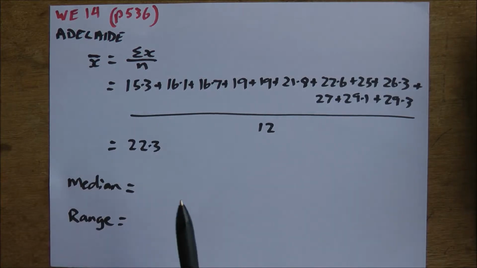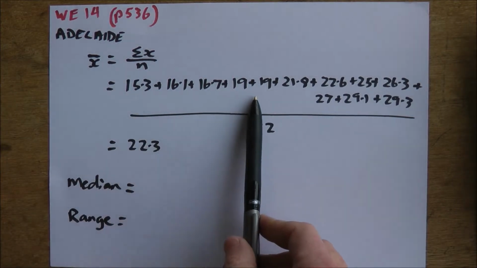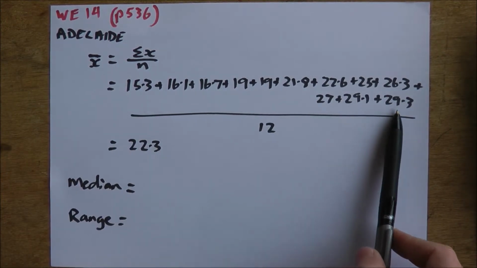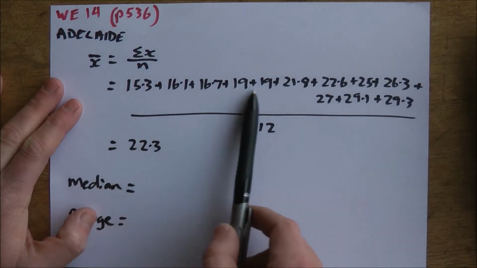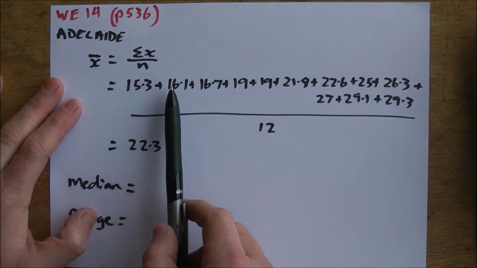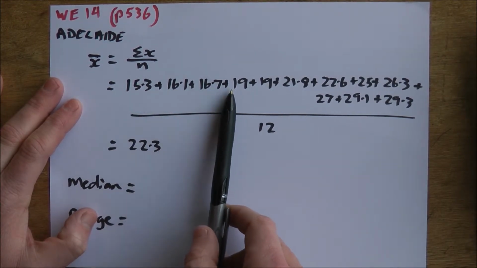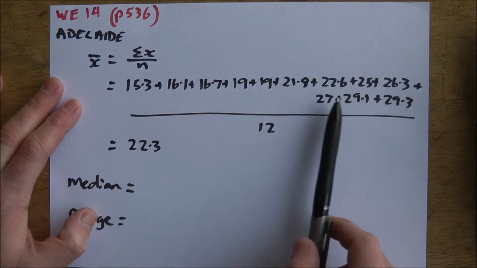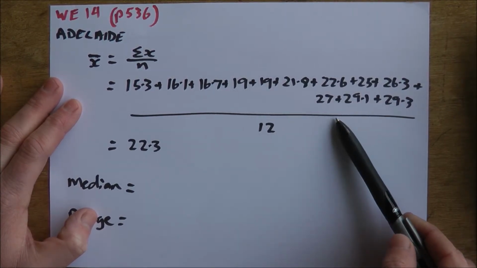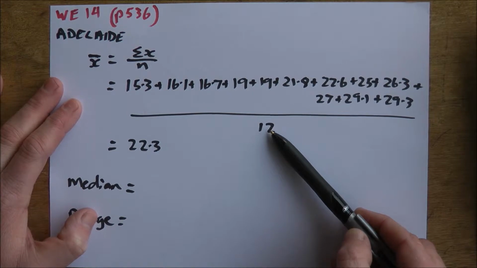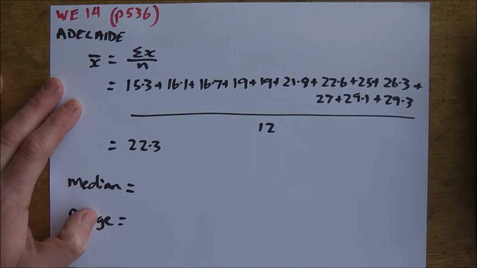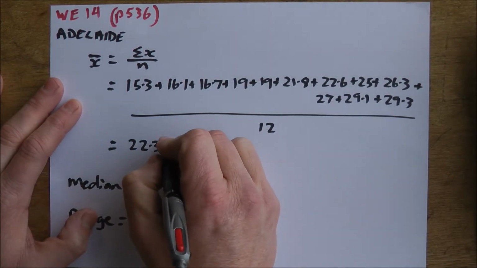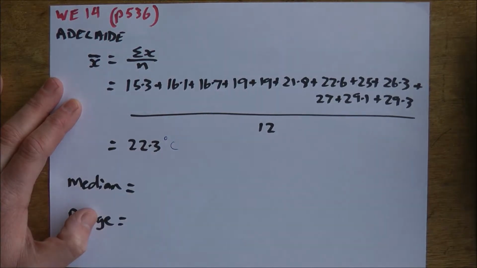Now to add up all my scores, what I've done is list them all here from the table. I ran out of space and had to use a second line on the top of my equation there, and we'll add up 15.3 plus 16.1 plus 16.7 plus 19 plus 19 and so on all the way to the end, and we divide by n, which is 12 because there's 12 months in the year, and when you work all that out you get 22.3. Now obviously this is a temperature, so it's degrees Celsius.